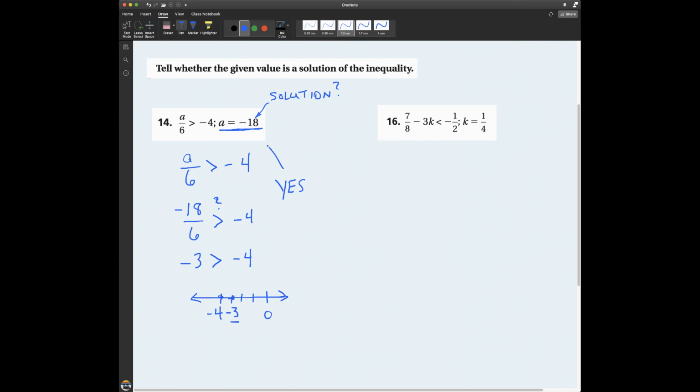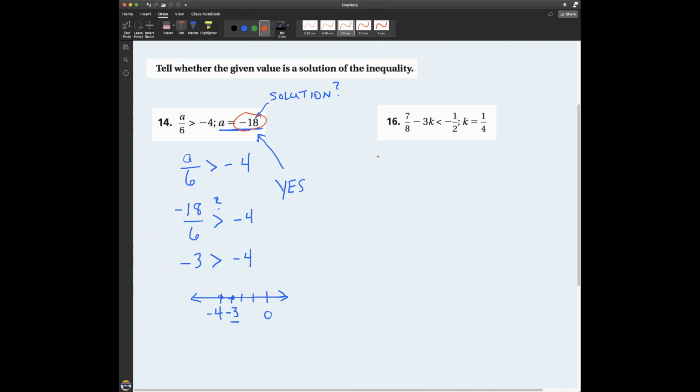Negative 18 is a solution to the inequality. There are other numbers that I could substitute in for A that are also solutions. There are also numbers that I could substitute in there that are not solutions. Let's look at the next problem.